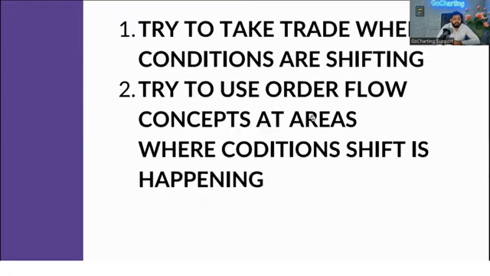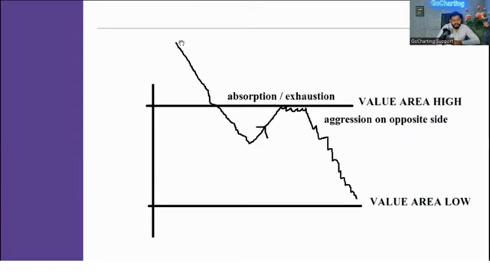Then try to use order flow concepts at areas where a condition shift is happening. How? Suppose the condition shift is happening, the market is going here. Okay, the market has entered from imbalance to balance. So now what are you going to see? You will see absorption of buyers. Why? Because now your hypothesis, you may be wrong. What may happen is the market may come down a little bit because it's an area, right? It may come down a little bit and then it can go up. Okay, so it means that it is not accepting this value. Although it has come down, it is not accepting this value. It is going again to the previous value.